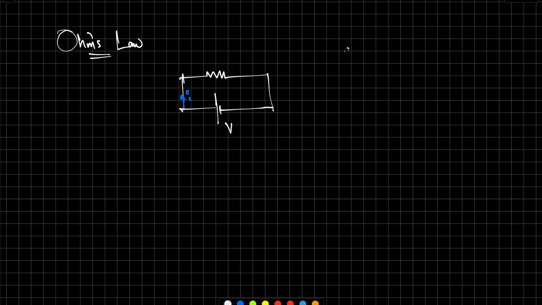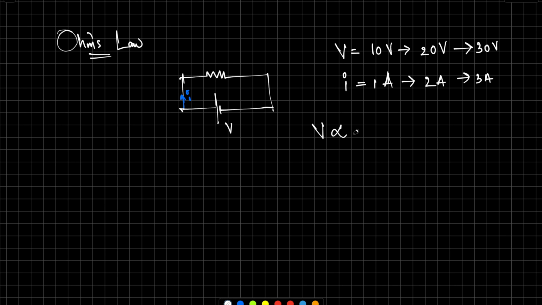Let's say the voltage is 10 volts and the current flowing through it is 1 ampere. I'm going to increase the voltage to 20 volts. That will increase the current through it, let's say 2 amps. I'm increasing it to 30 volts, current 3 amps. So these two quantities are directly proportional. So you can write a relationship between these two, V proportional to I.